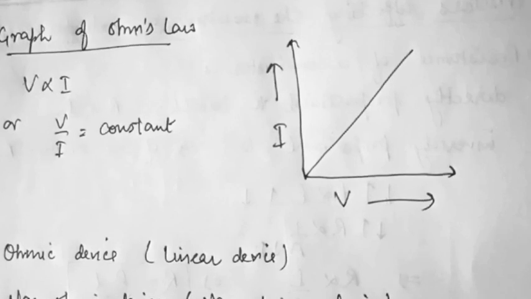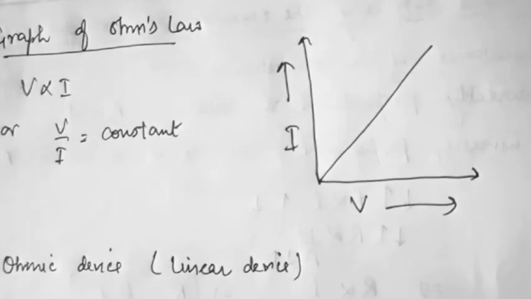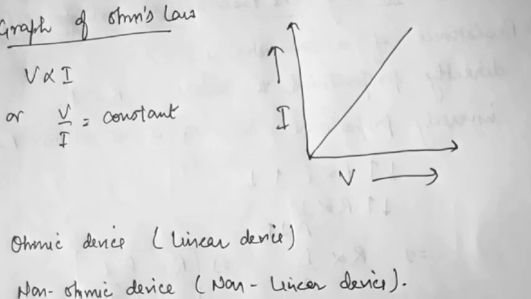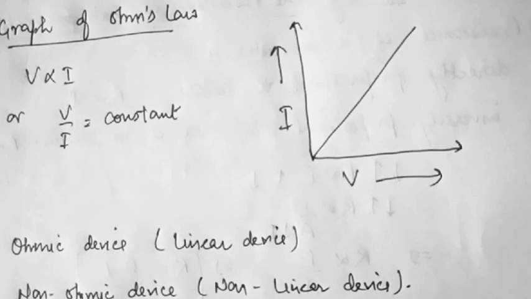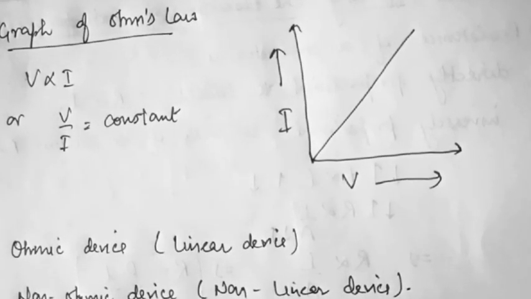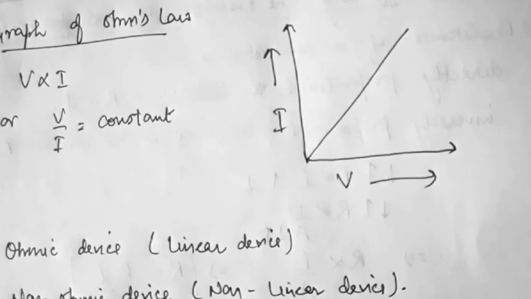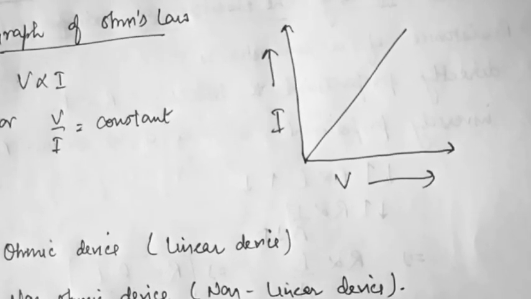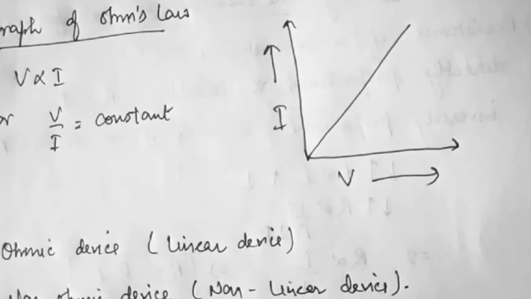In mathematics, you would have studied that linear graphs are straight lines. So the V-I graph is a straight line, and on this graph we have two types of devices. One is the ohmic device, or linear device, a device like a resistance that follows Ohm's law. There are certain electronic devices that do not follow Ohm's law, and such devices are called non-ohmic or non-linear devices. These are just for your extra knowledge. We will study only resistance.